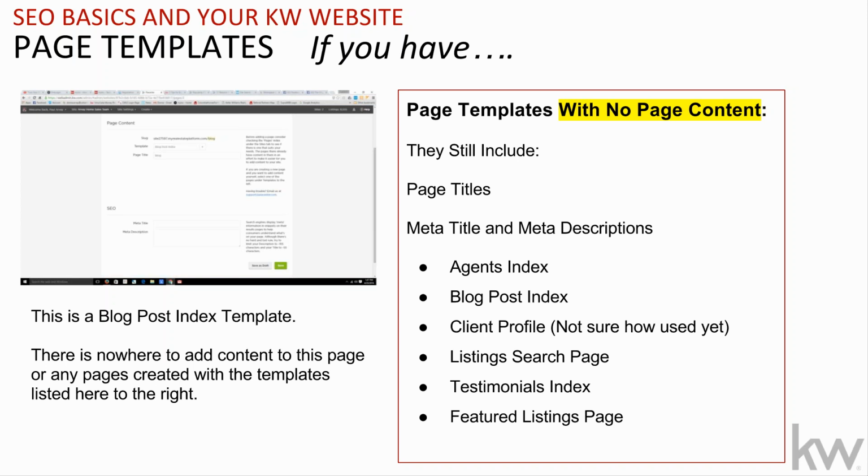Your index pages are the main pages where your visitors will go to. For instance, your agent's index is going to be the page that displays all of the agents you have added as individuals. Your blog post index is going to be a complete list of each one of your blog posts. Your listing search, you know what that is. That's exactly what it says, self-explanatory. Your testimonials index is going to be a breakdown in blog format of each individual testimonial that your visitors can select each one from, and your featured listing page as well.